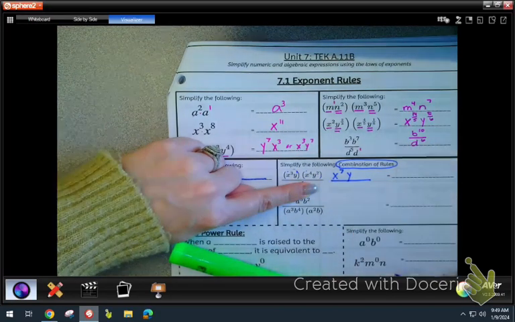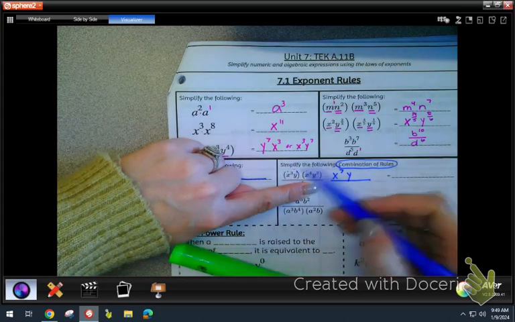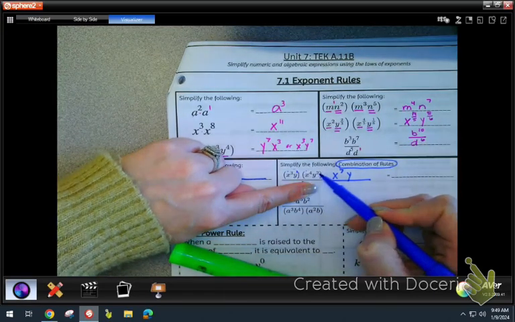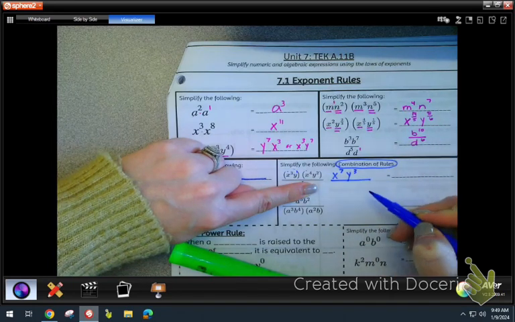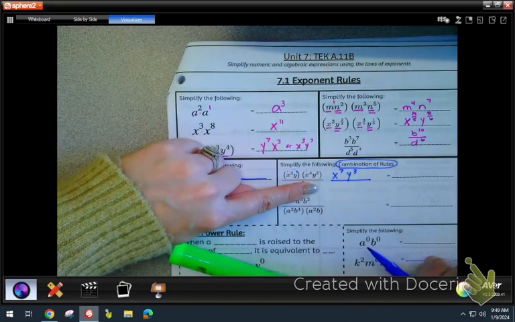What's this y's exponent? Wait, hold on. 3. This one has a 1. This one has a 2. 1 plus 2, I know that. I'm just saying. Never mind. Just thinking out loud? Yeah. Okay. At the end, I'll ask.